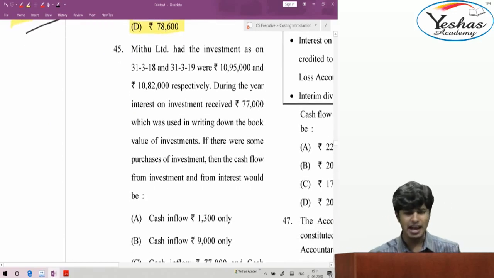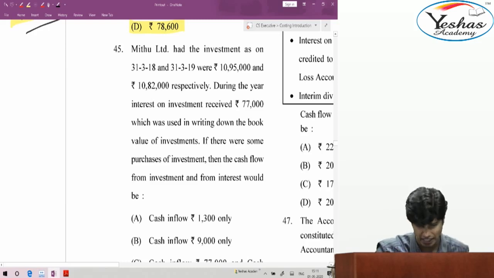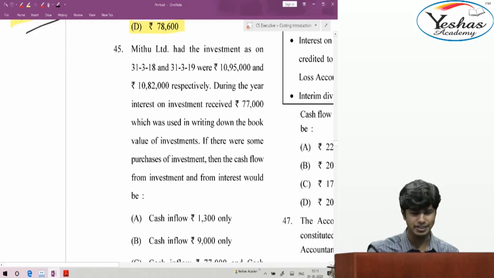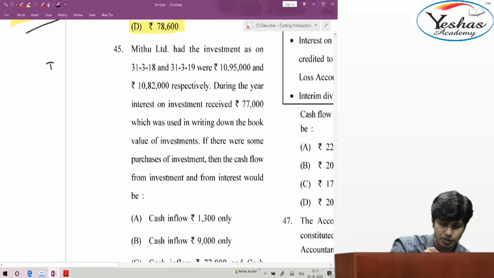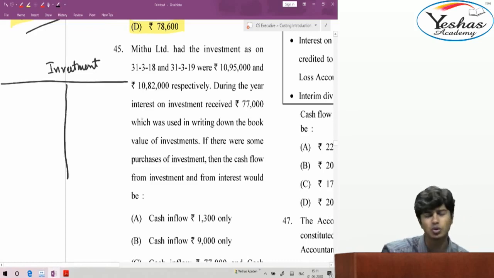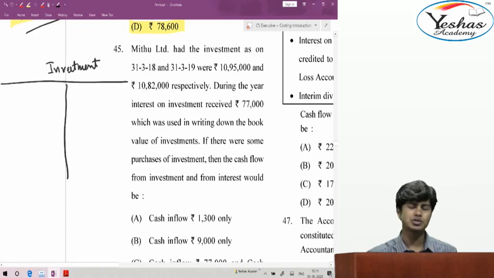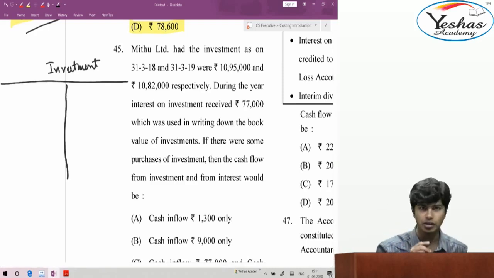Mithu Limited had investment as on 31st of March 2018 and 31st of March 2019 of 10,95,000 and 10,82,000. During the year, interest received is 77,000. Basically, it's again a cash flow based question. Let us open an investment account. Don't try to do the statement opening plus purchase. The paper's name is not corporate and management statements, it's corporate and management accounting. Better to do it with the help of a ledger, which will help you understand very easily.